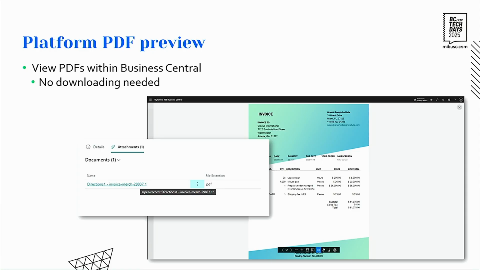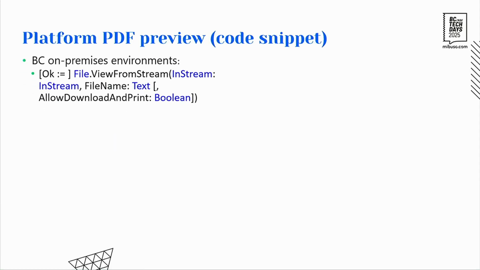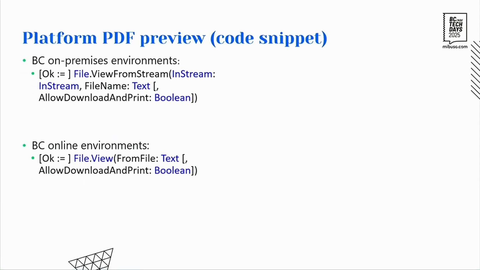So now you're able to just add the capability of previewing PDFs just within Business Central, and it's proven very useful to us for both of our agents. We've used it quite a lot, and you can do it too anywhere you want with this code snippet. So we have two different procedures that we've added for this.